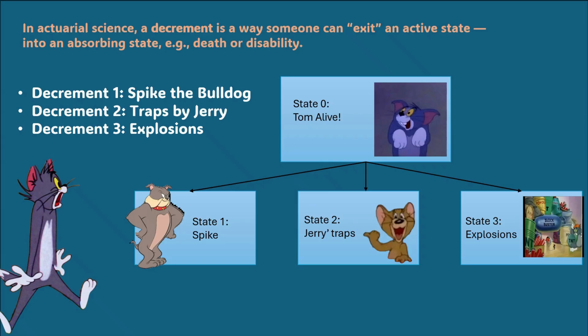Decrement 1, Spike the Bulldog. Decrement 2, Trapped by Jerry. Decrement 3, Explosions. So one might wonder, what is the probability of Tom decrementing through Spike, or say Jerry's traps, or even explosions? Well, we have notations for just that.